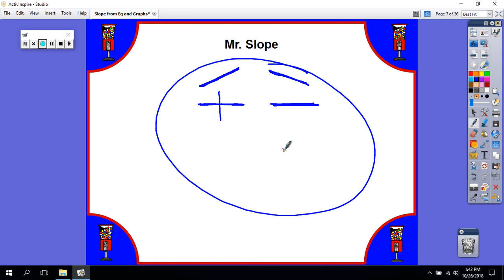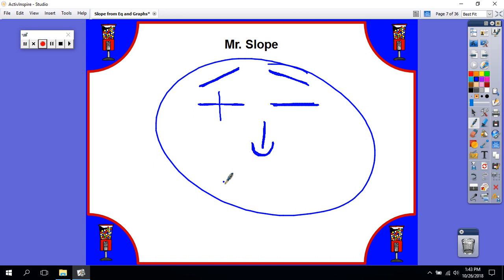All right, for the nose, we're going to draw our vertical line. So draw a very straight up and down vertical line. And what type of slope did we say a vertical line has? Undefined. So we're going to draw the letter U for undefined. That's his nose. And then the last one, for his mouth, we're going to draw our horizontal line.